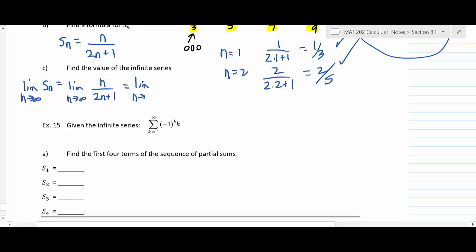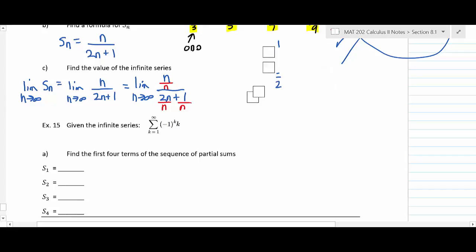Some of you may remember enough that you could tell me right away what the value of that limit is. If you can't, I'll show you in just a minute. Let's do it this way because you want to know different strategies. One thing you usually learn in Calc 1 is that if you have a rational expression, dividing by the highest power of your variable is very beneficial. I'll do it that way first, and then we'll talk about a couple other techniques. So I'd have the limit as n goes to infinity of 1, n over n is 1, 2n over n would be 2, plus 1 over n.